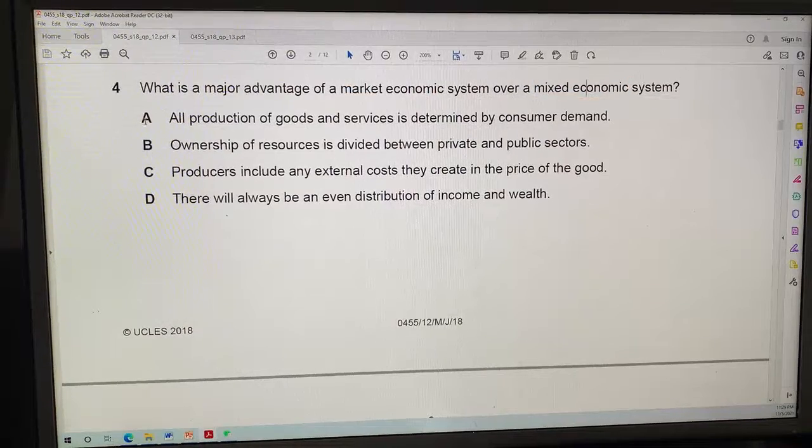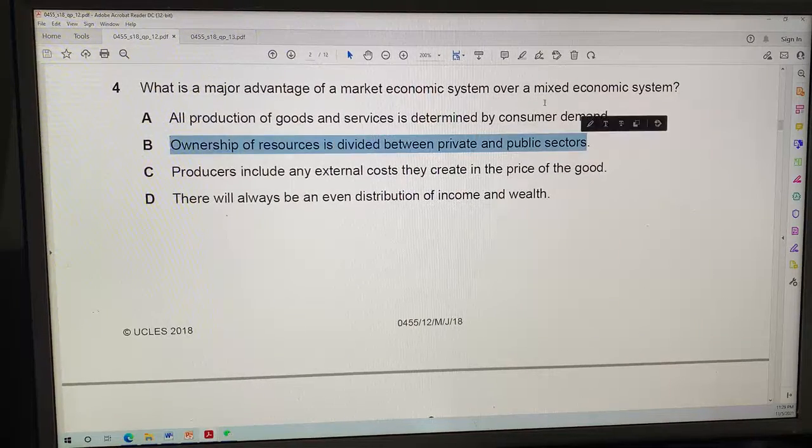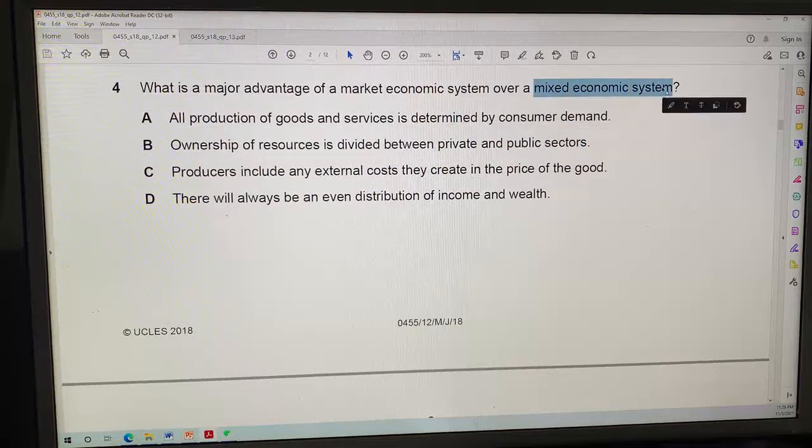What about B? I think A is the answer. What about B? Ownership of resources is divided between private and public sectors. No, this is true of a mixed economic system, but we're looking for an advantage of a market economic system. So B cannot be true. In a market economic system, all resources are owned privately.